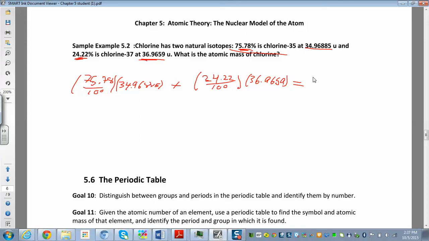And when you work that out, you get like 35.45 atomic mass units. And if you look on the periodic table, this is what it says on the bottom row there. That's the atomic mass of chlorine. So you can see that it looks more like chlorine 35 than it does chlorine 37, because 75.78% of it looks like chlorine 35. So when you take the average, it's going to be a lot closer to the one that's more abundant.